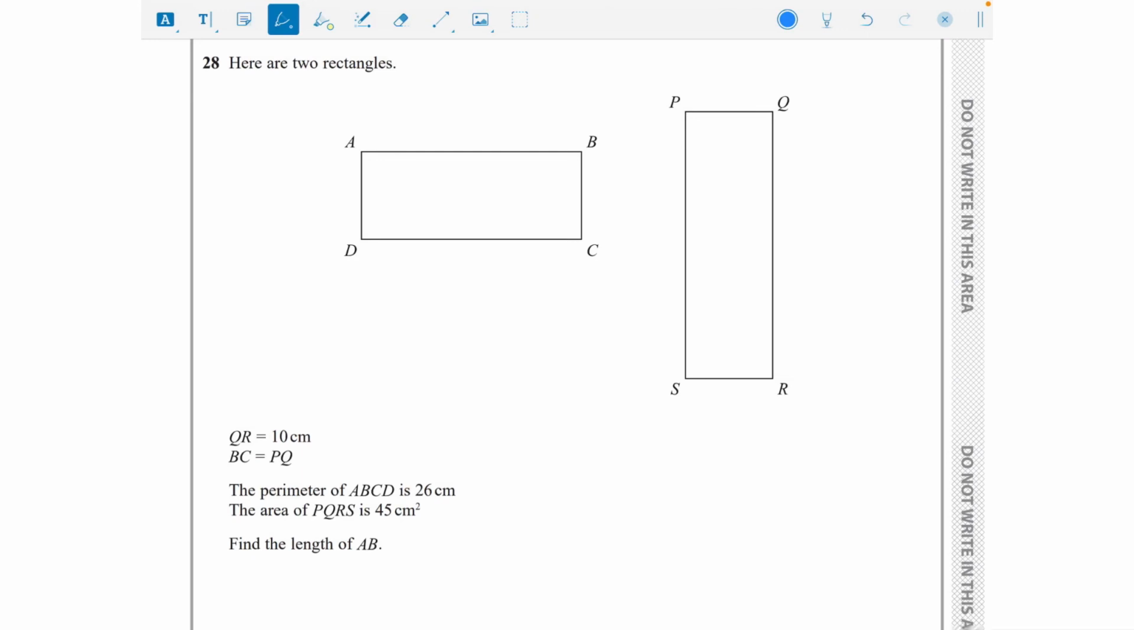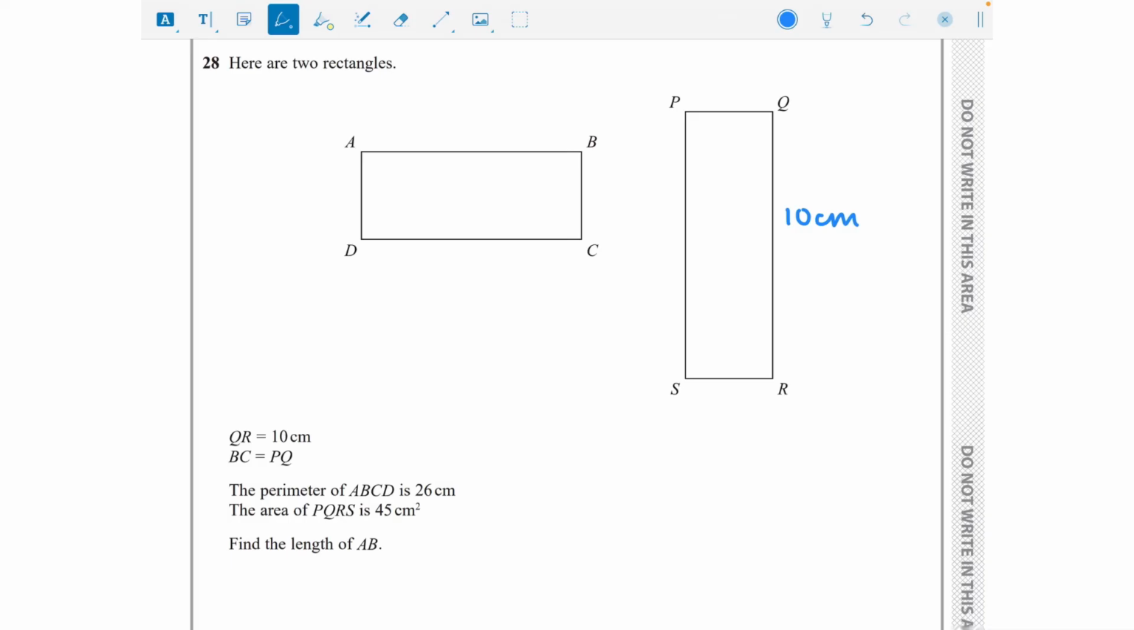ABCD is the first rectangle and PQRS is the second rectangle. It says QR is 10 centimetres. So the first thing I would do is write that on. Whenever they give you any information, you want to put it on the diagram because it just makes it easier to see. It says that BC is the same as PQ.